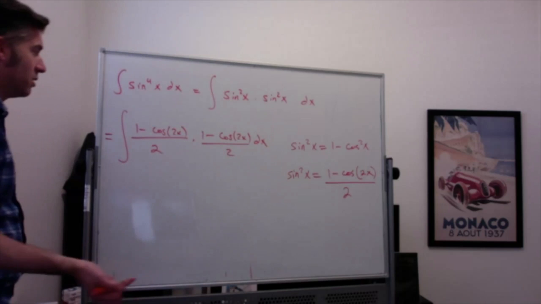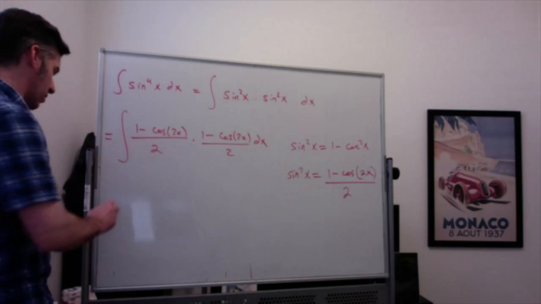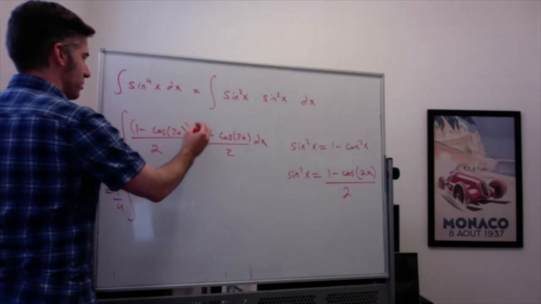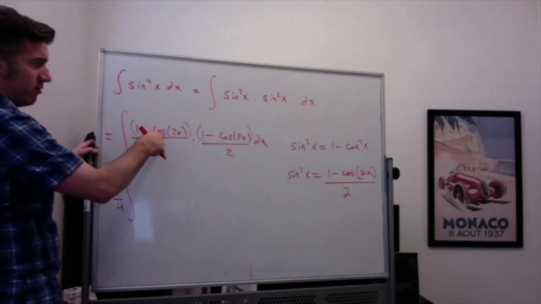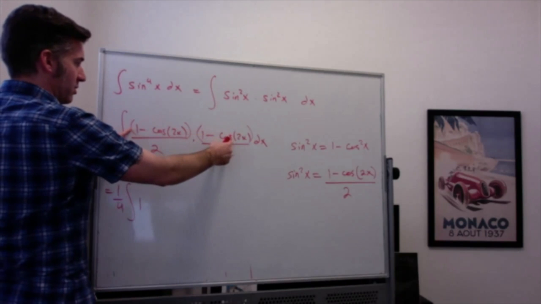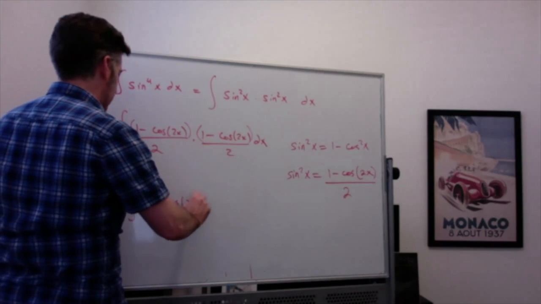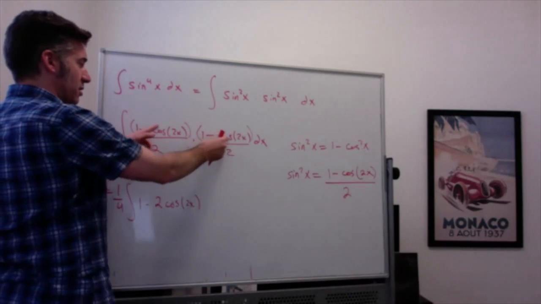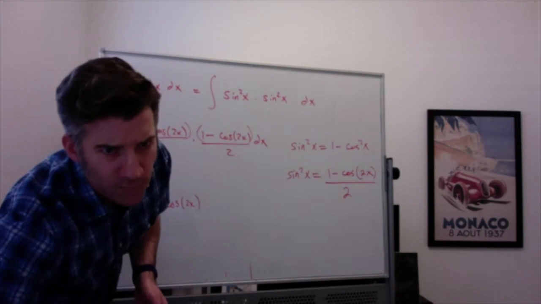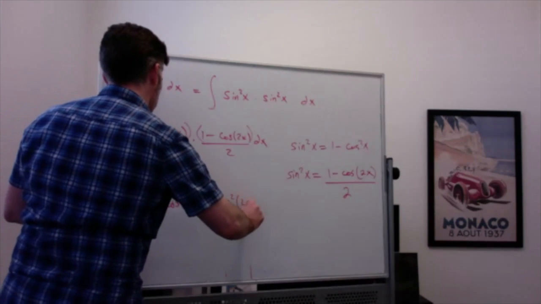Gross. So what I would do is bring out the 1/2s. So 1/2 times 1/2 is a 1/4. And then I'm going to multiply this out. So 1 minus cosine of 2x times 1 minus cosine of 2x is going to be 1, and then a minus cosine of 2x minus another cosine of 2x, so minus 2 cosine of 2x, and then plus cosine squared of 2x.